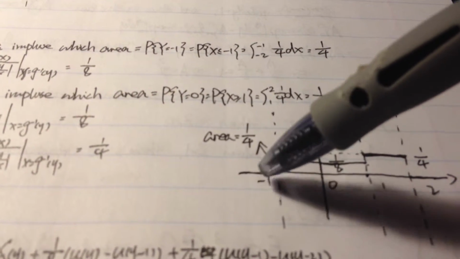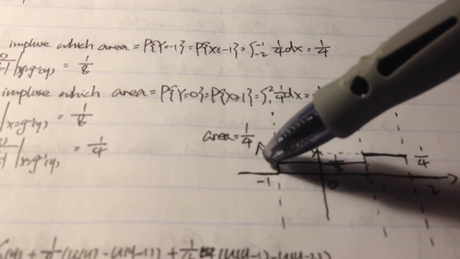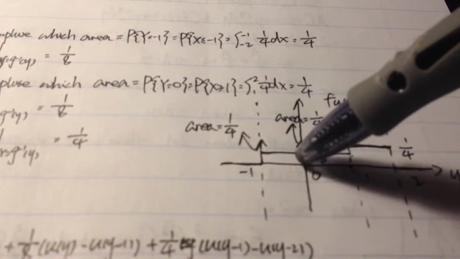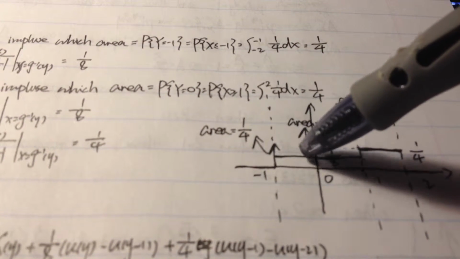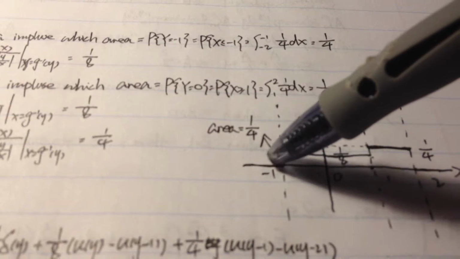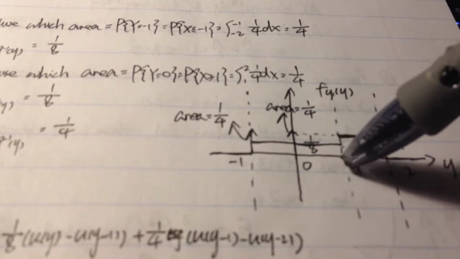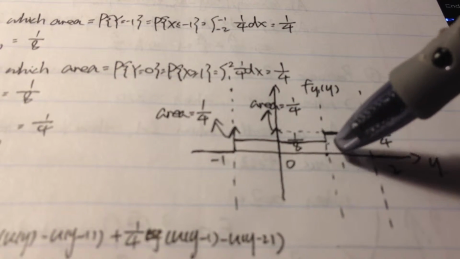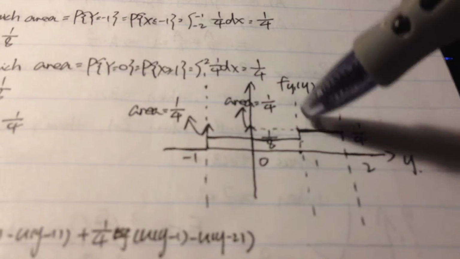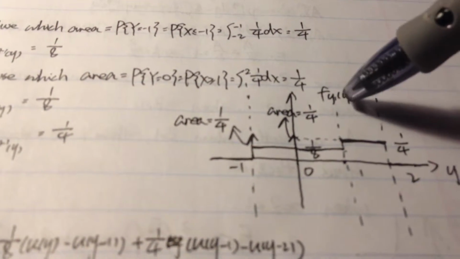When y equals minus 1, there's an impulse. When y equals 0, there's also an impulse. When y is in this part, it equals 1 over 8. When y is greater than 0 and less than 1, it is 1 over 8. When y is greater than 1 and less than 2, it is 1 over 4. So that is the diagram of the density function of y.